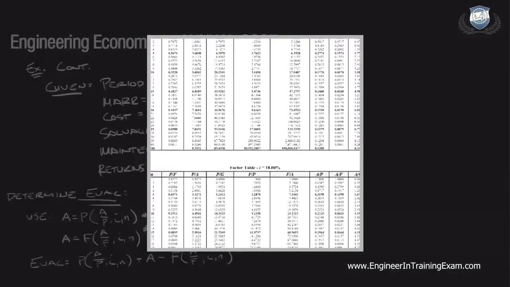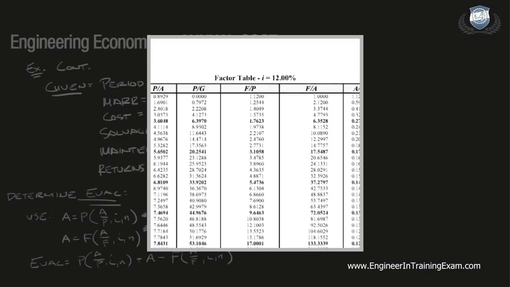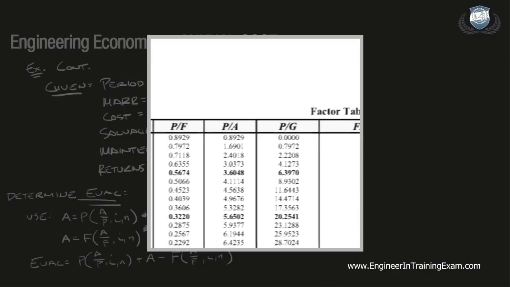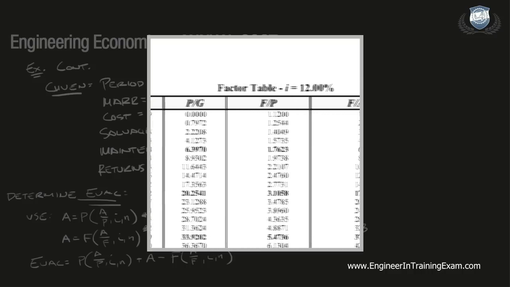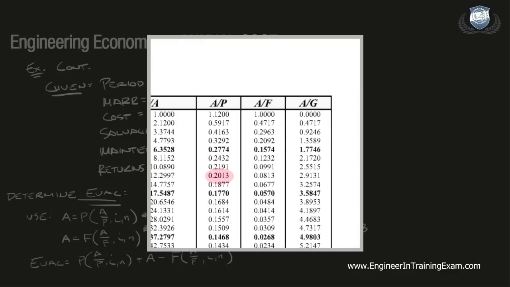Referencing the compound interest tables for 12% on page 120 of the NCEES Supplied Reference Handbook, we reference the appropriate values for the period, our far left column, and work our way horizontally and find that A/P, 12% with a period of 8 is equal to 0.2013, and A/F, 12% with a period of 8 is 0.0813.